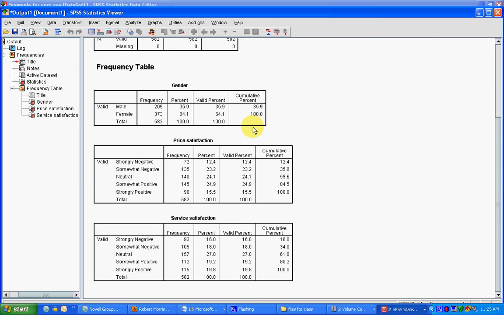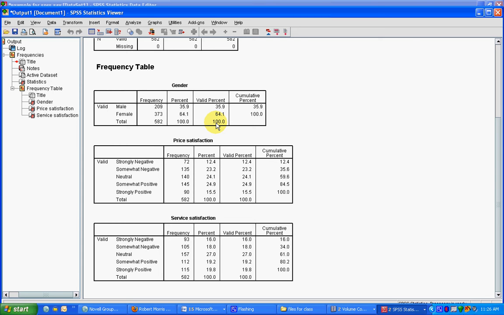This also builds a cumulative percent. Now, if you'll note, there's a column that says valid percent. The valid percent would give you the percentage of respondents with the missing variables deleted. So it lets you see the percentages with an adjustment for the missing variables.